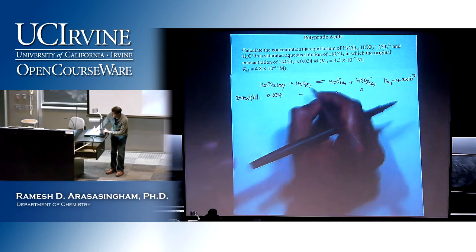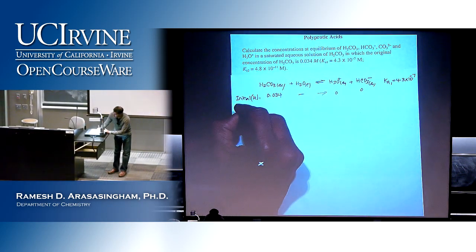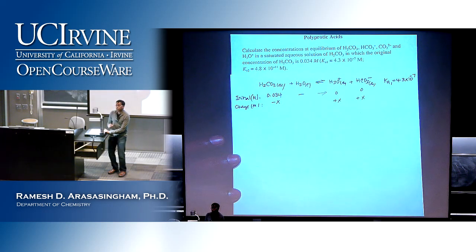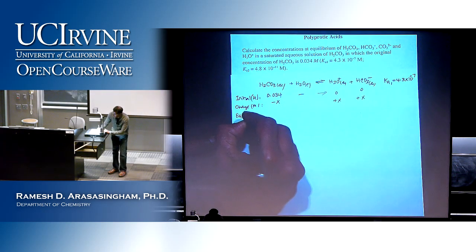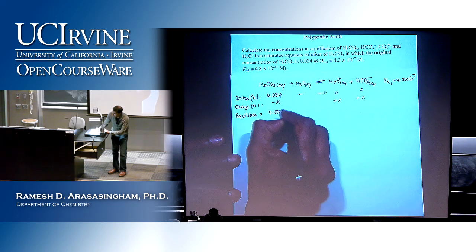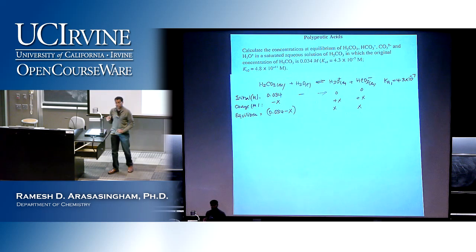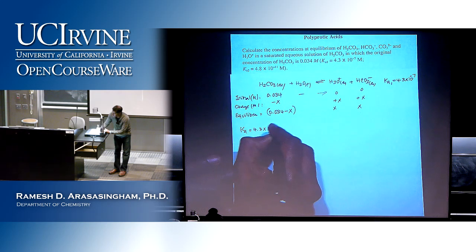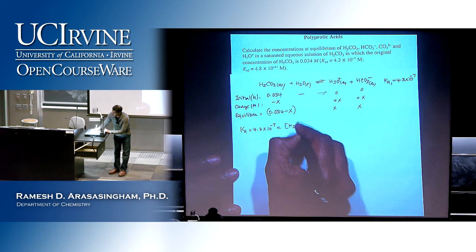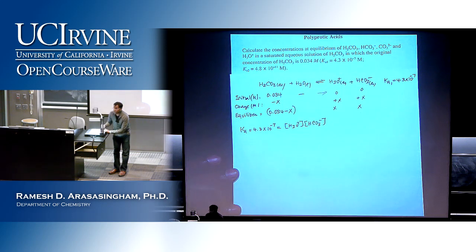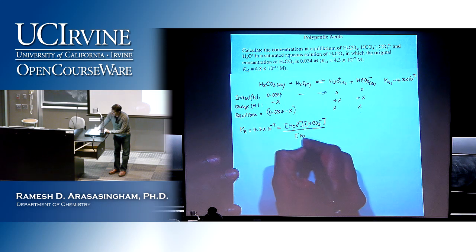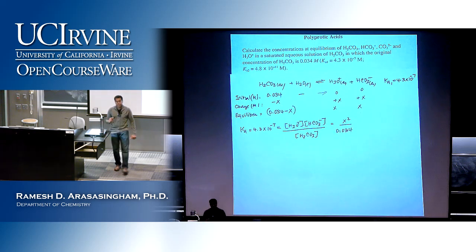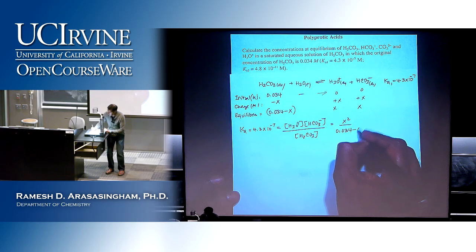So we know that this reaction proceeds in the forward direction. Therefore, the change would be where the reactant is consumed and products are formed. All right? So at equilibrium, we have 0.034 minus x. This will be x and x. All right? So we can say Ka equals 4.3 times 10 to the negative 7 equals the concentration of hydronium ion times the concentration of HCO3 minus divided by H2CO3, which gives me x squared over 0.034 minus x, and we'll make the approximation.